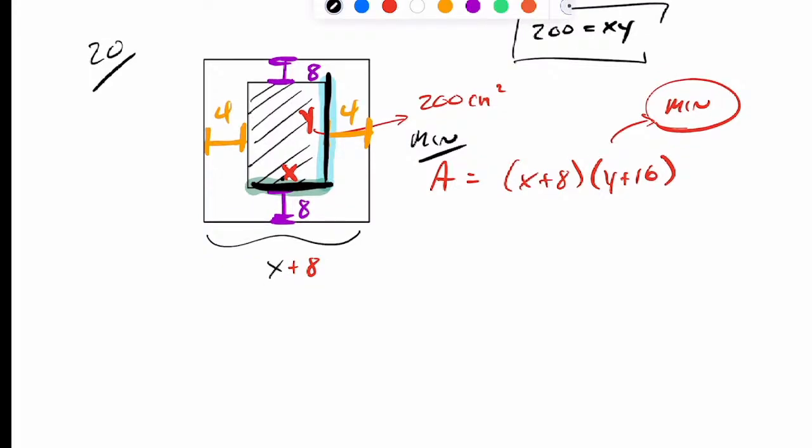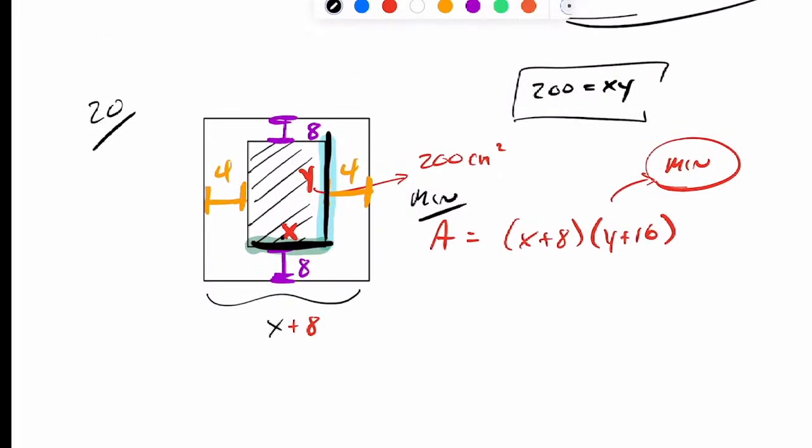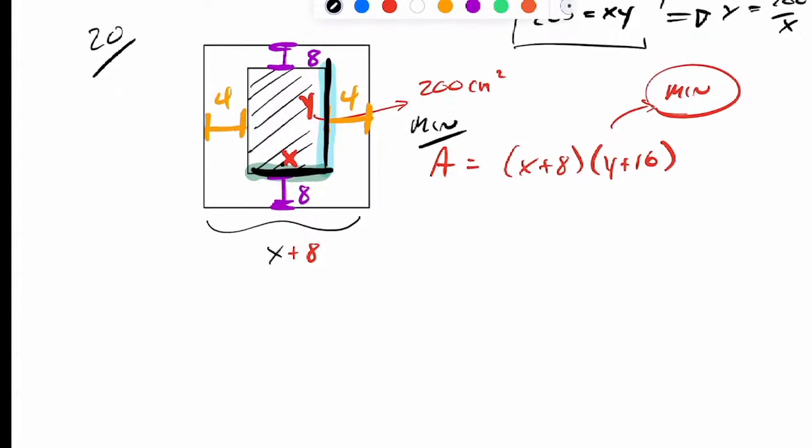So with this problem, I'm looking to minimize it. So you use your constraint here. In this constraint, I know that y is going to equal 200 over x, and I can sub that in. So therefore, area as a function of x is (x plus 8) times (200 over x plus 16). Okay, this was for Bansari. I don't know if Bansari is still there, but this is my area function. And then you distribute it out and solve.